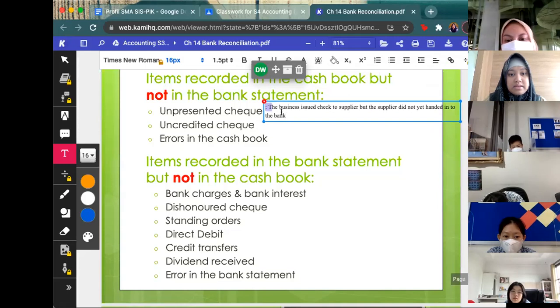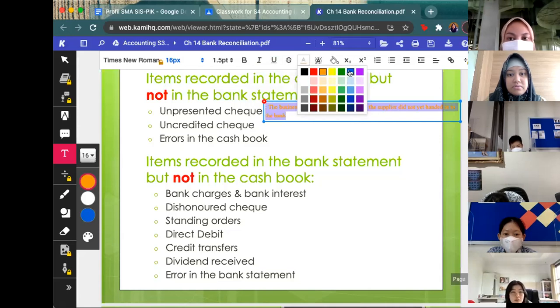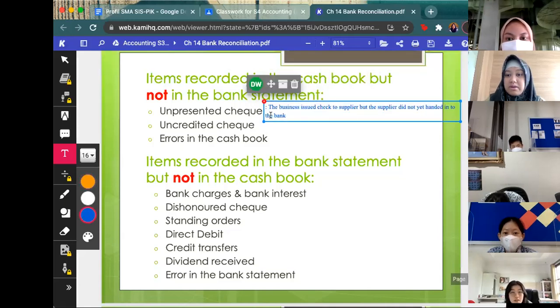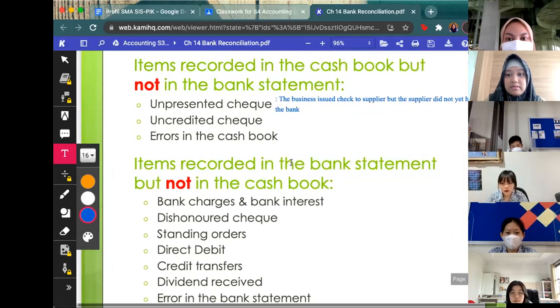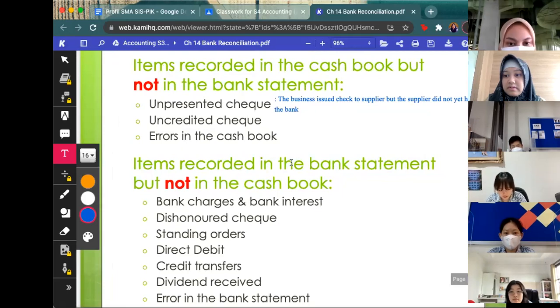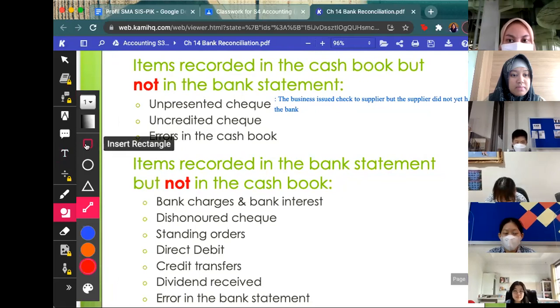Okay, so here it is. Is it too small? Do you want me to make it bigger? Is it too small? Oh, good. Okay, I'm going to make a box on it.